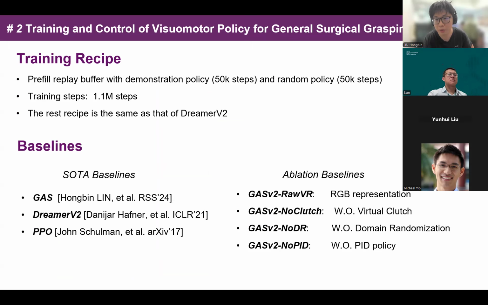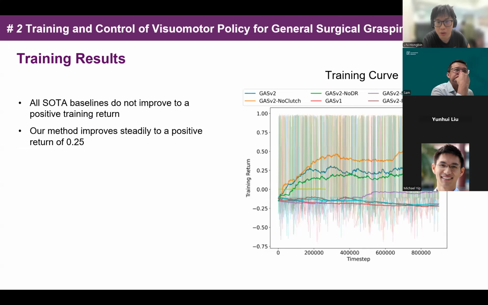For the training recipe, we prefilled the replay buffer with the demonstration and random policy. We train 1.1 million steps, and the rest is the same as DreamerV2. For the baselines, we evaluate the SOTA baselines, including our previous work, the model-based RL DreamerV2, and the model-free baseline PPO. We also evaluate the ablation baselines for our individual components. During the training, all the SOTA baselines do not improve to a positive return. In contrast, our method improves steadily to a positive return of 0.25.